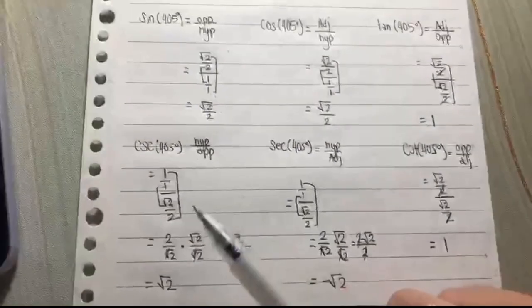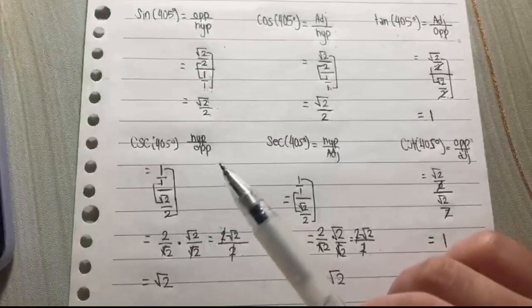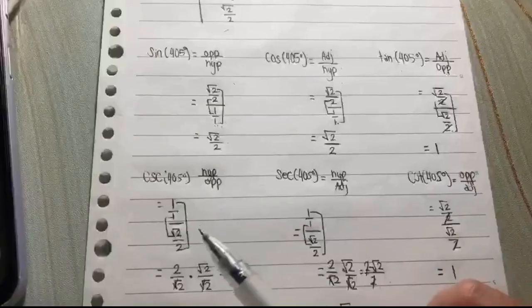Now, let's proceed to cosecant. Cosecant is hypotenuse over opposite. So, we just substitute their values.